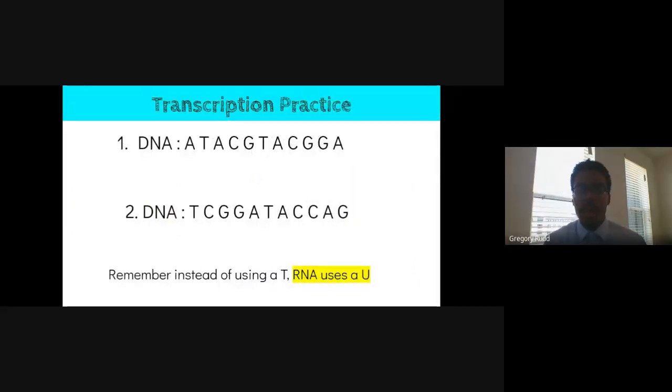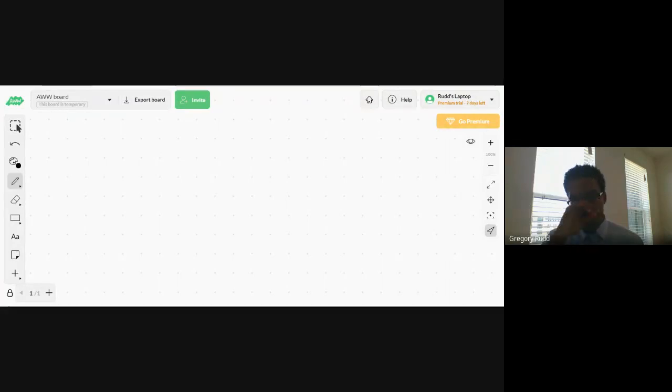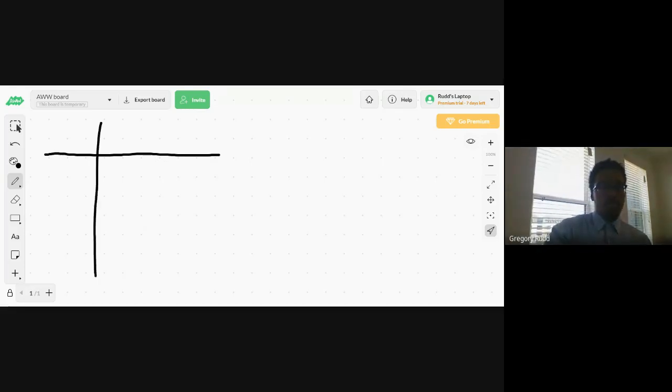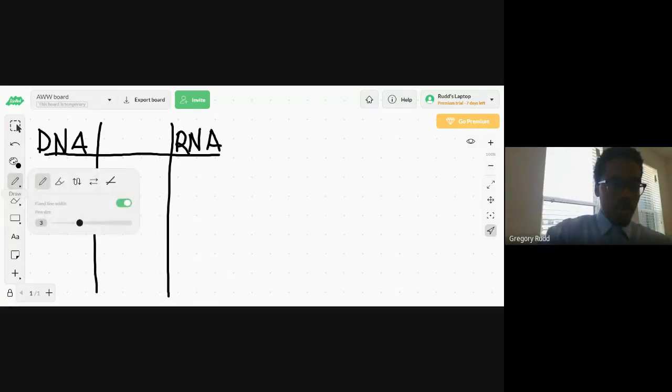All right, so let's practice with some of this transcription. Share my screen over here. Make a chart here. Over here, I'm going to put my DNA. Over here, I'm going to put my RNA. And in the middle, I'm going to say what it's transcribed. All right, so I'm going to put arrows here.